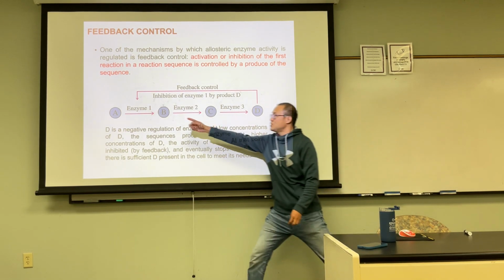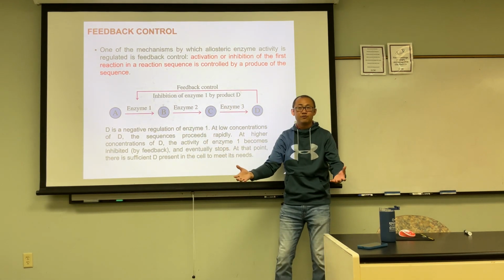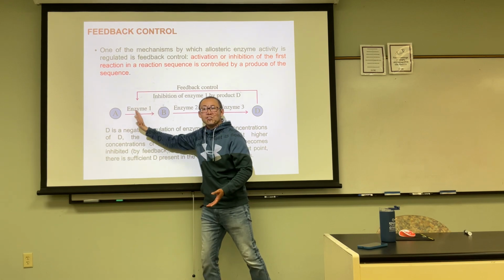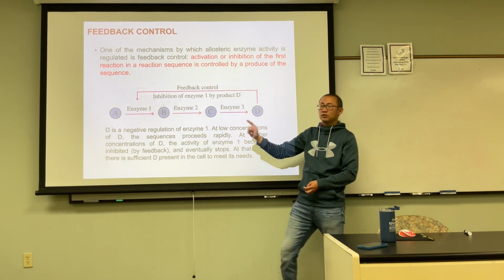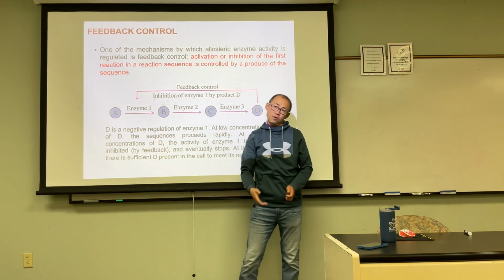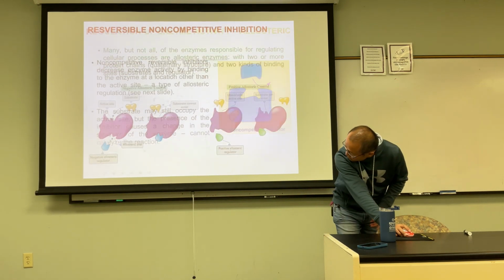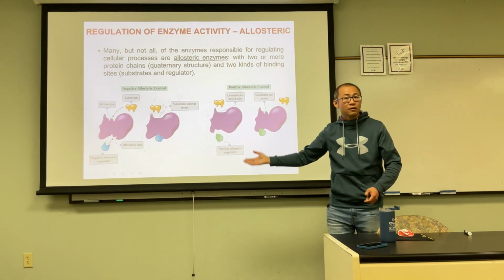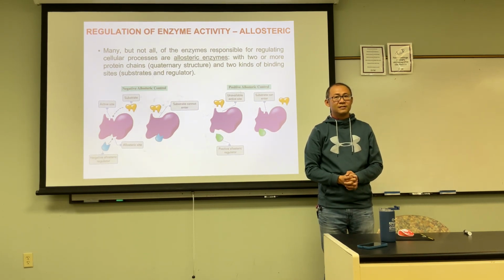Once you stop the first enzyme, you're not wasting B and C sitting there, because you stopped the first step. That's called feedback control. And D is called the reversible inhibitor of the first enzyme, or we call it a negative allosteric regulator of the enzyme. Does it make sense?